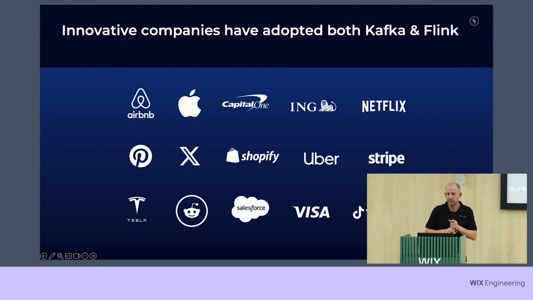We can also see that this has been adopted by the most innovative companies that we know, including Wix, that we'll talk about a little bit later, but also Uber, Netflix, and so on. And these companies are using the mix of Kafka and Flink together to get the best value and do the real-time processing.